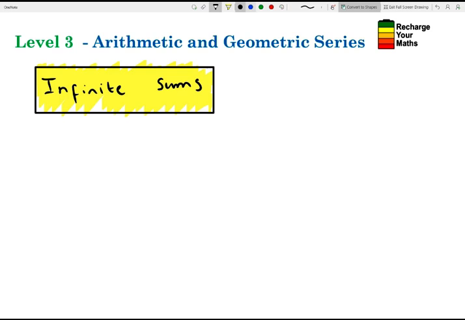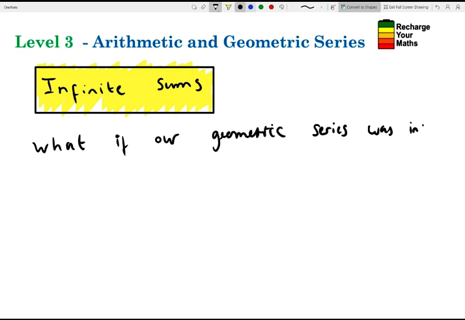So, the big question is, what if our geometric series was infinite? So let's think about it mathematically. If k started at 1 and now n is infinity, we had a, the starting value, times r to the power of k minus 1. What is this?